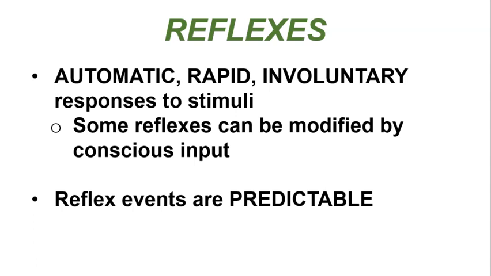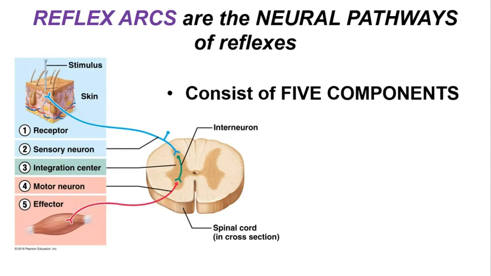The events that occur during a particular reflex always happen in the same order every single time. So for this reason, reflex events are quite predictable, and the neural pathway that controls a specific reflex is the same neural pathway that is activated every single time. The neural pathways that control reflexes are called reflex arcs, and they consist of 5 components: the receptor, the sensory neuron, the integration center, the motor neuron, and finally the effector.